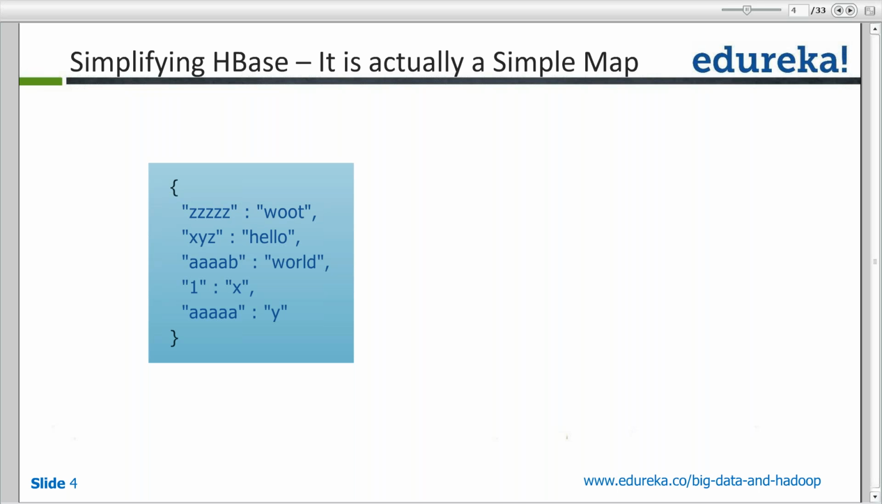Simplifying HBase, it is a simple map. As I mentioned, HBase is very similar to your Java hash map, or a hash table. We discussed that whatever data you enter in HBase is always sorted. As soon as you add data to a table, HBase does not write to the table directly. It first writes to a WAL file, which is a write ahead log. From that WAL file, your data goes to a mem store. The mem store is the place where your data is sorted.